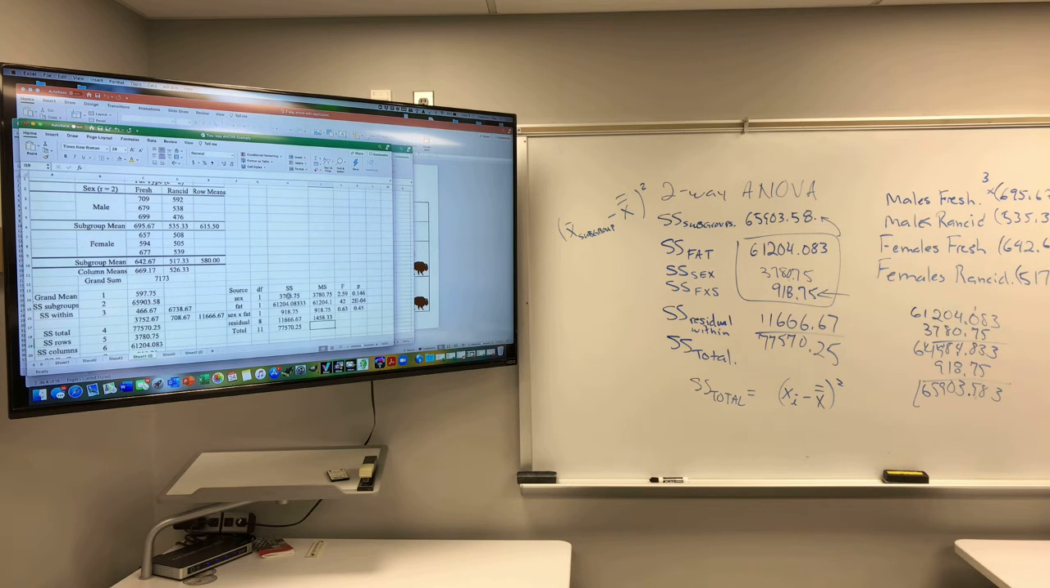You calculate the mean square the same way. Mean squared is just the sums of squares divided by their degrees of freedom. So in this case, the mean square doesn't change for sex, it doesn't change for fat, it doesn't change for the interaction. It just changes for the residual because you have 8 degrees of freedom, which then reduces the mean square for the residual. To test each of these, you calculate an F statistic. That F statistic is just the mean squared of the effect divided by mean square residual, and it's that way for sex, it's that way for fat, it is that way for the interaction term. So it's the same thing.